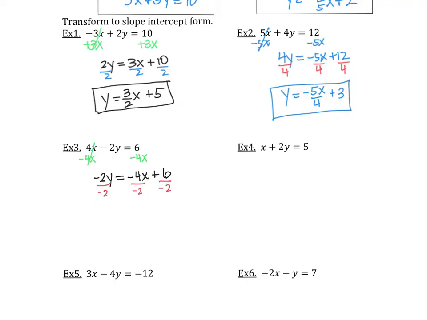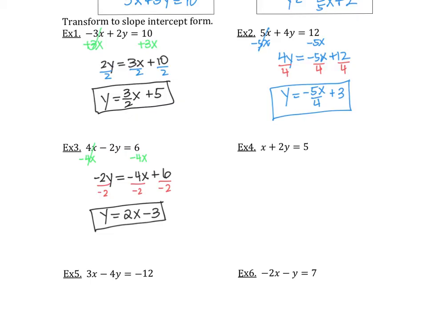Ooh, and I'm going to be really careful with my signs. Let's see, y equals negative divided by negative is positive. 4 divided by 2 is 2, and I'm going to keep the x. Okay, 6 divided by negative 2 is negative 3. So y equals 2x minus 3 is a good answer. You could also write y equals 2x plus negative 3 if you like to write it that way.